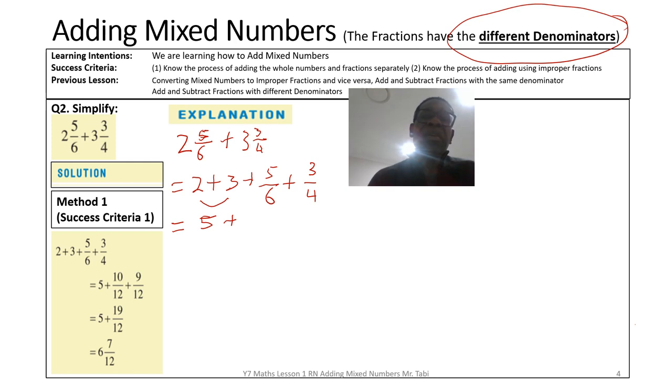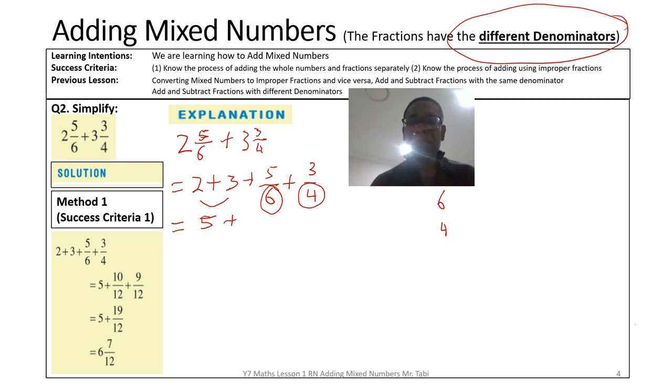Now you recognize that the denominators are different. That's 6 and that's 4. So I need an equivalent fraction for this, and I need an equivalent fraction for that. And if you recall what we did with equivalent fractions, you first need the LCM of 6 and 4.